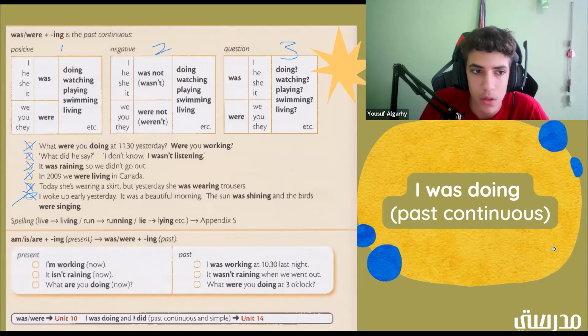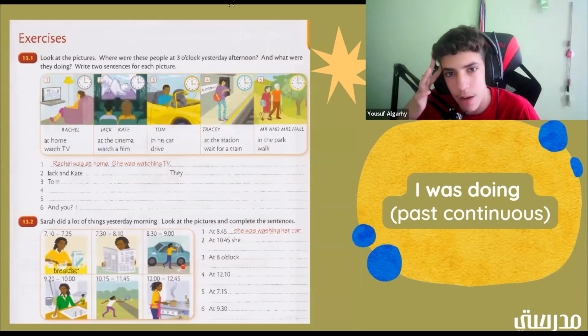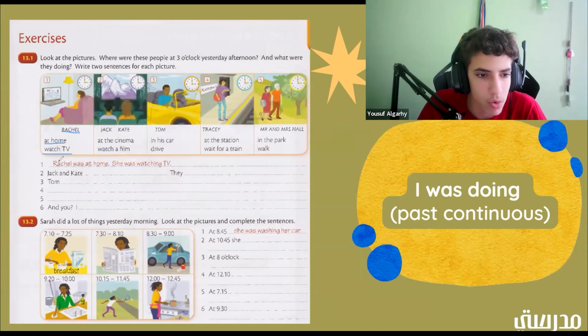All right. So here we have, look at the pictures. Where were these people at 3 o'clock yesterday afternoon? And what were they doing? So we're going to write sentences for each picture. Number 1 was the example. So we have Rachel, right? She's at home and watch TV. So they wrote a sentence that says Rachel was at home. She was watching TV.